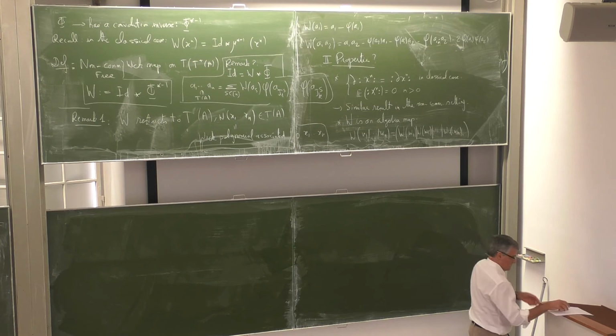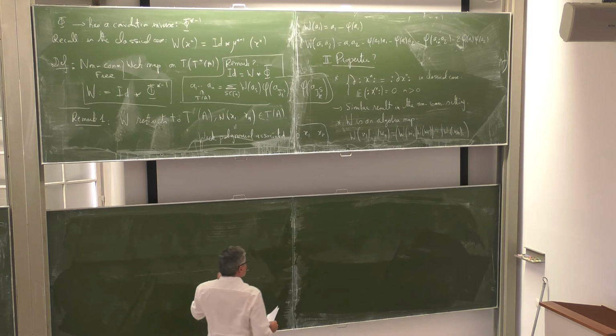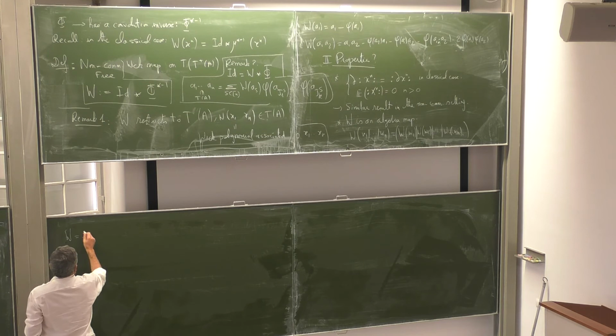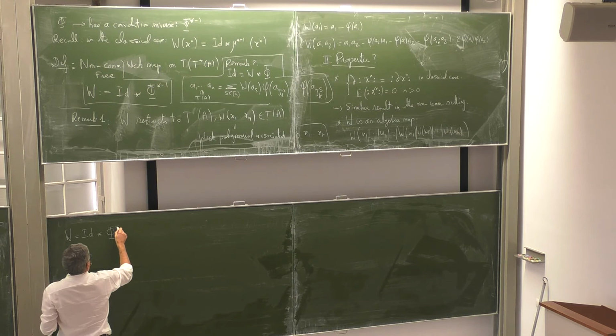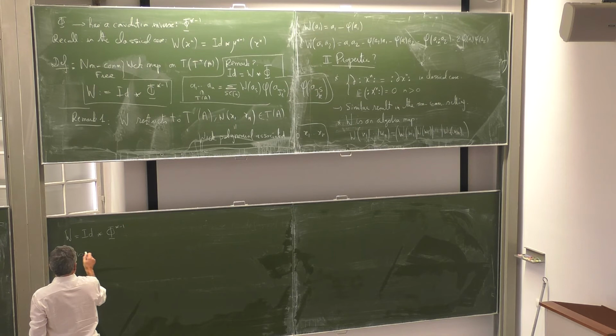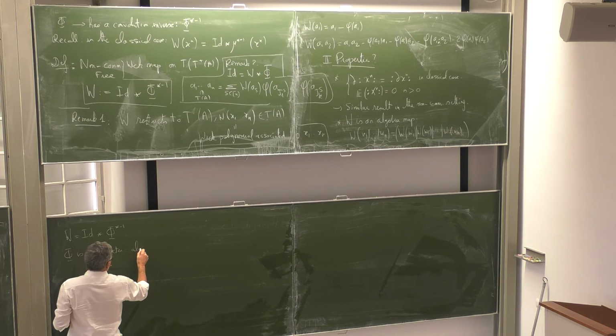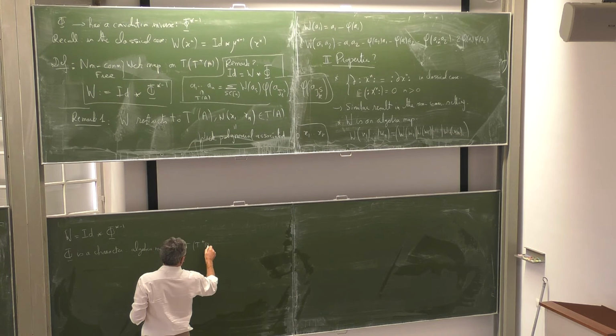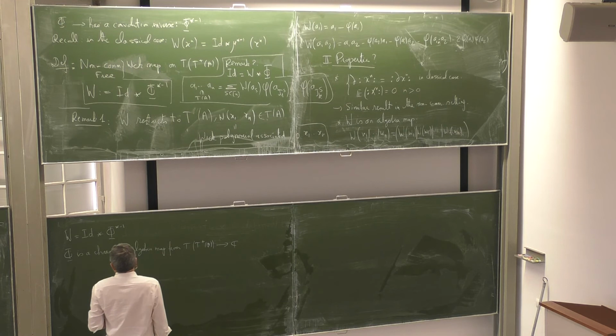So why is it true that this property is true? Simply because W is defined as the convolution product of the identity with the convolution inverse of phi. And as I mentioned, phi is a character. So an algebra map from the double tensor algebra to the ground field, okay, the complex numbers.